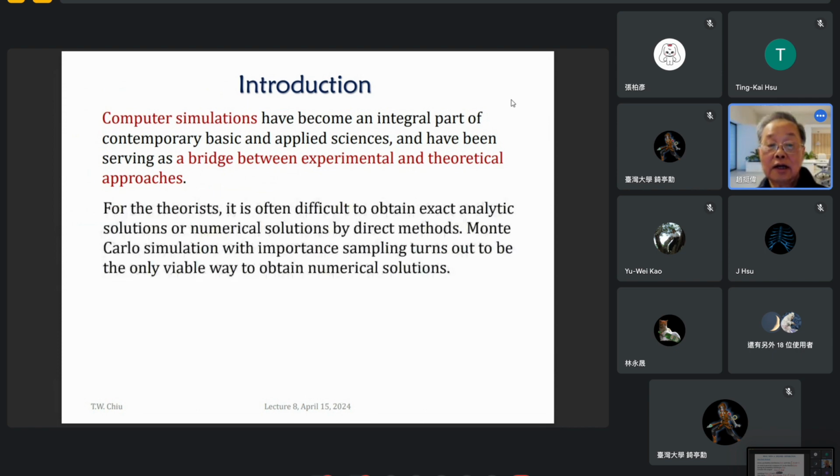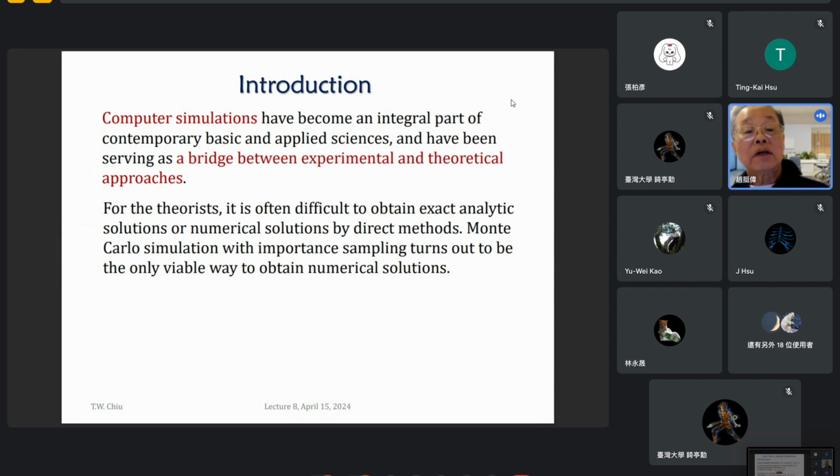So as I said, for the theories, it's often difficult to obtain exact analytic results or exact solutions, or even numerical solution by direct method. You want to solve some problem, solve an integration, just by the brute force, and it will be quite difficult because the integral may be very high dimension. It's almost impossible to do a numerical integration reliably.